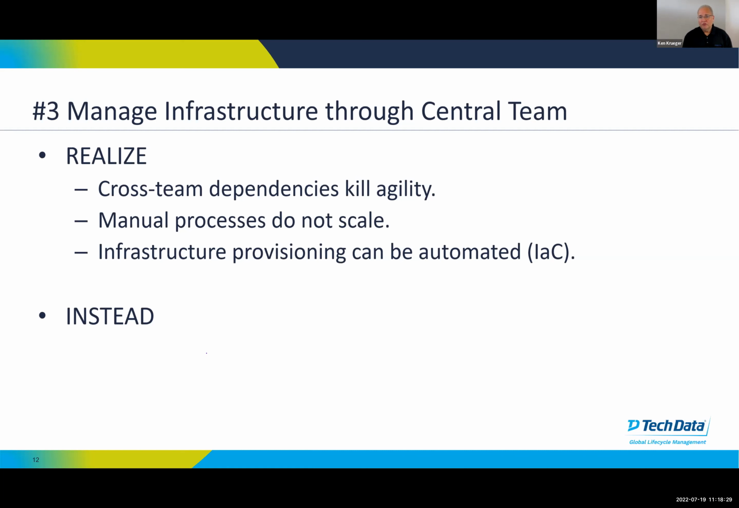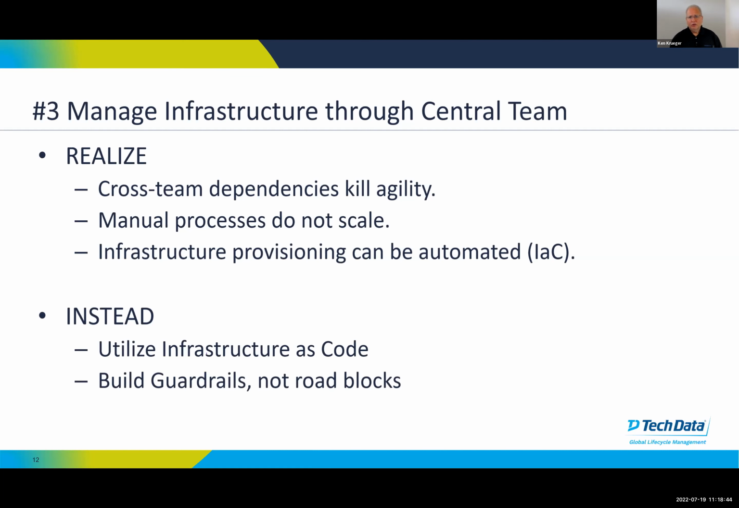And infrastructure provisioning can be automated in any of the cloud environments, AWS, Azure, Google, Oracle, Alibaba, DigitalOcean, everything can be automated by API calls. So instead, what we want to do is we want to shift our thinking. First of all, infrastructure as code can be used as the mechanism by which we build our infrastructure. But a more subtle change is the adoption of a guardrail philosophy versus a roadblock philosophy.